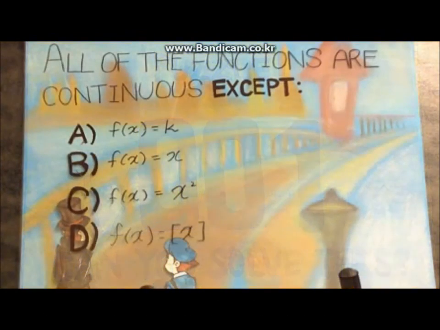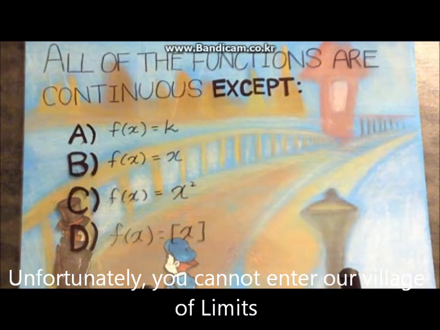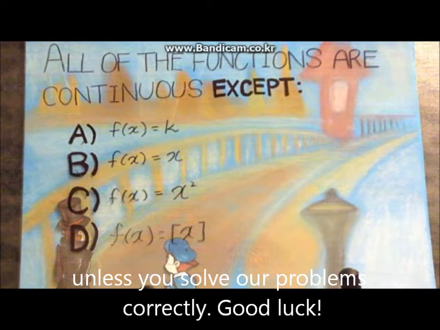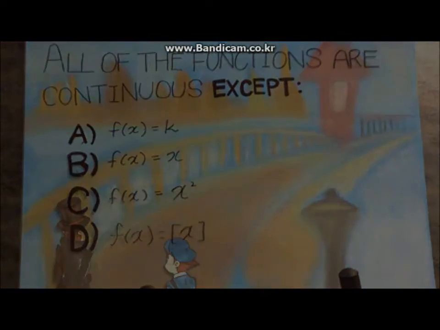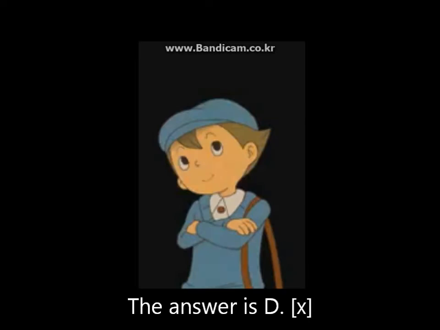Welcome to the Bridge of Continuity. Unfortunately, you cannot enter our village of limits unless you solve our problems correctly. Good luck. All of the functions are continuous except: A, f of x equals k; B, f of x equals x; C, f of x equals x squared; D, f of x equals the greatest integer function of x. The answer is D, the greatest integer function of x.